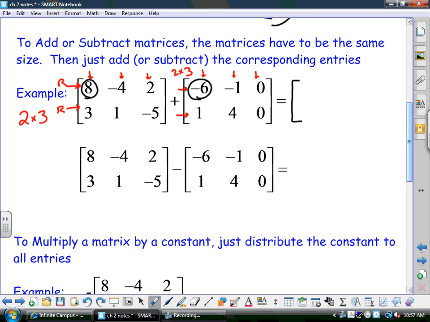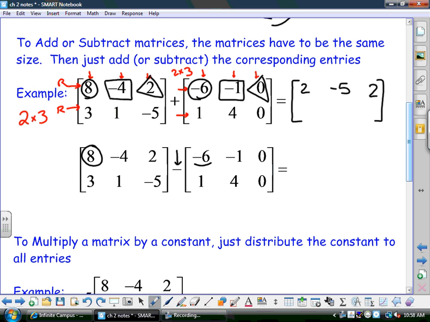So 8 plus negative 6 is 2. Negative 4 plus negative 1 is negative 5. 2 plus 0 is 2. And then we'll do the same thing in the bottom. If you're subtracting the matrices, it's the same process, but instead of adding the numbers together, you're going to subtract the numbers. And you need to be really careful with the negatives. For example, 8 minus negative 6, when you're subtracting a negative, that's really like adding. So that's going to equal 14.